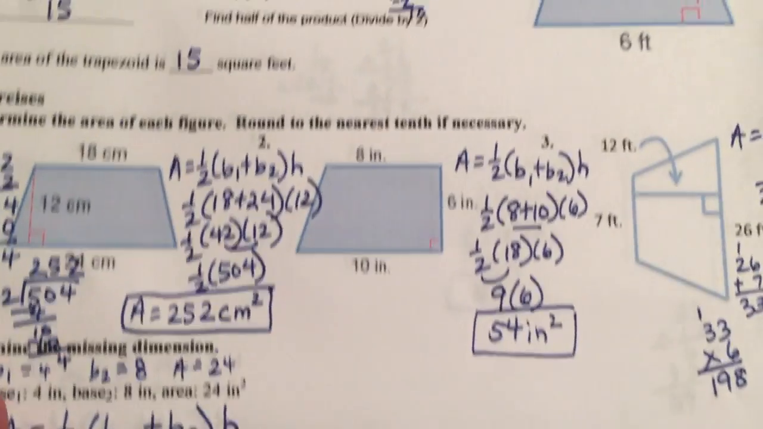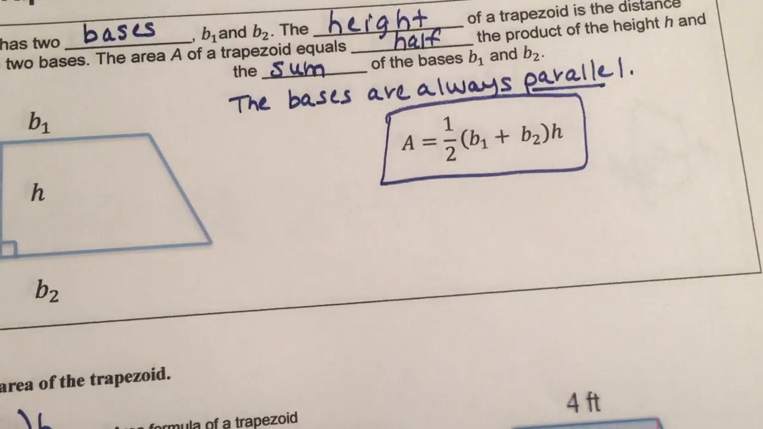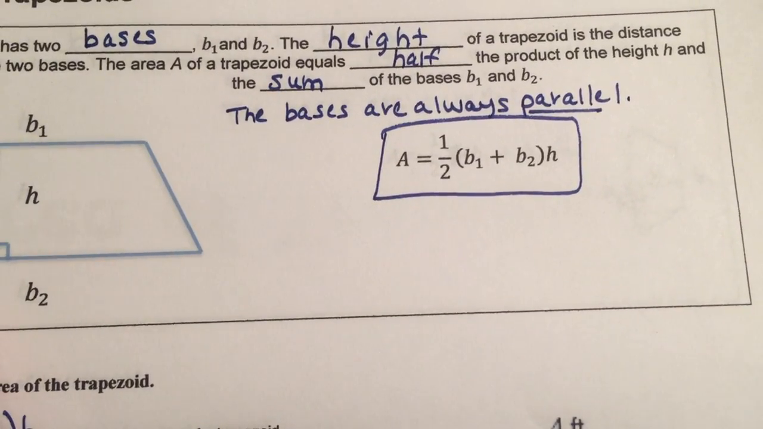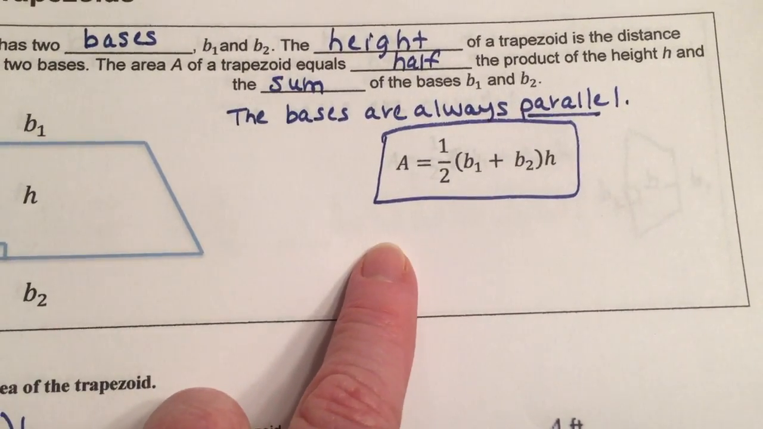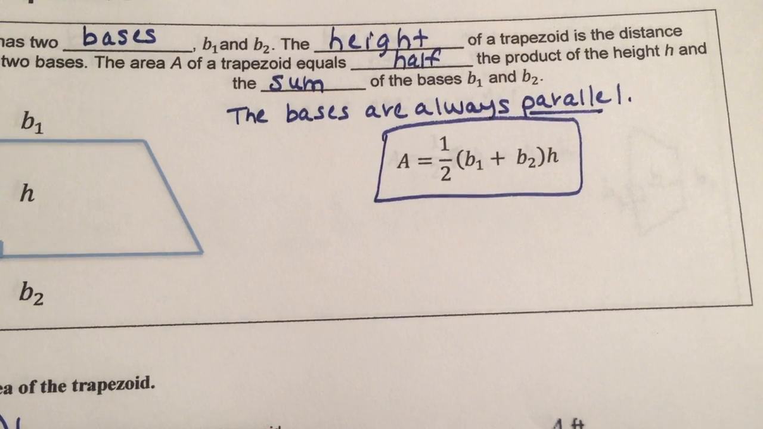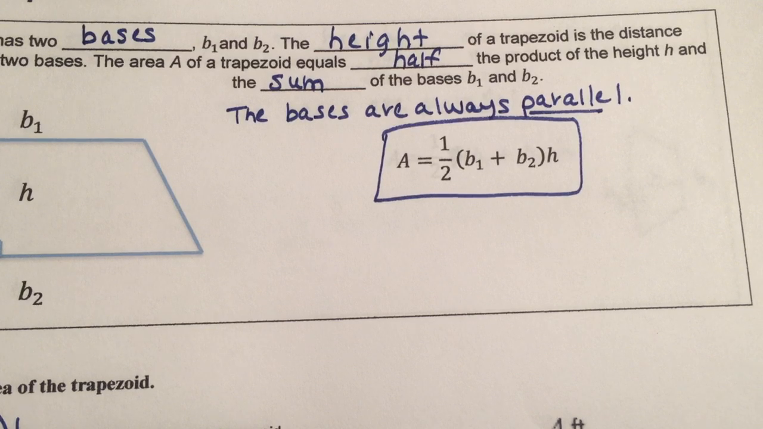All right, area of a trapezoid. This funny looking formula is what you're going to be using to find the area of a trapezoid. Again, it doesn't have to be memorized. It's on your chart, but just don't forget to write it down. It's a lot easier to not forget part of it if you're always seeing it.